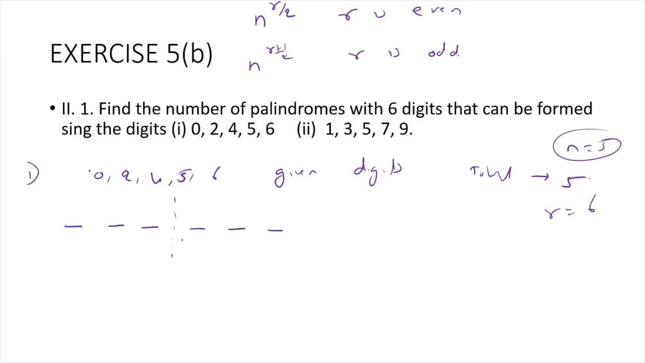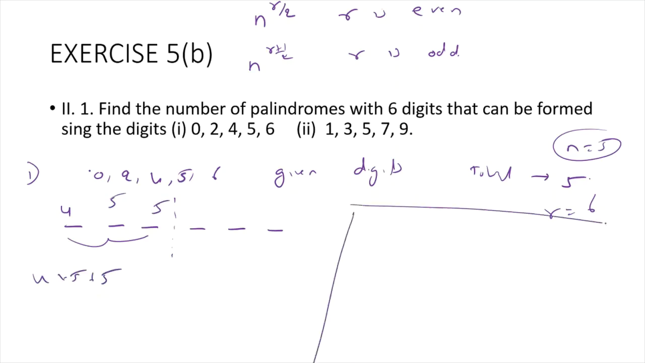So in a palindrome with 6 digits, it is sufficient to fill the first 3 blanks. Now here I cannot fill the first blank with 0. So first blank can be filled in only 4 ways. And the second blank I can fill in 5 ways, and the third blank I can fill in 5 ways. Therefore the total number of palindromes here is equal to 4 times 5 times 5. So this is the answer for the first question.